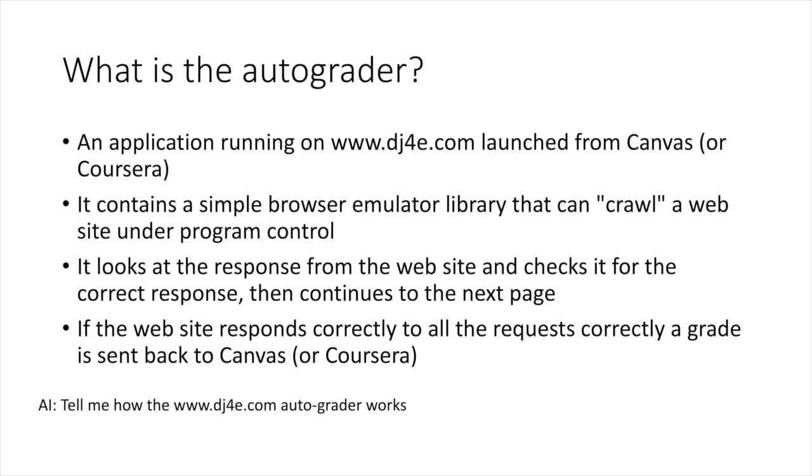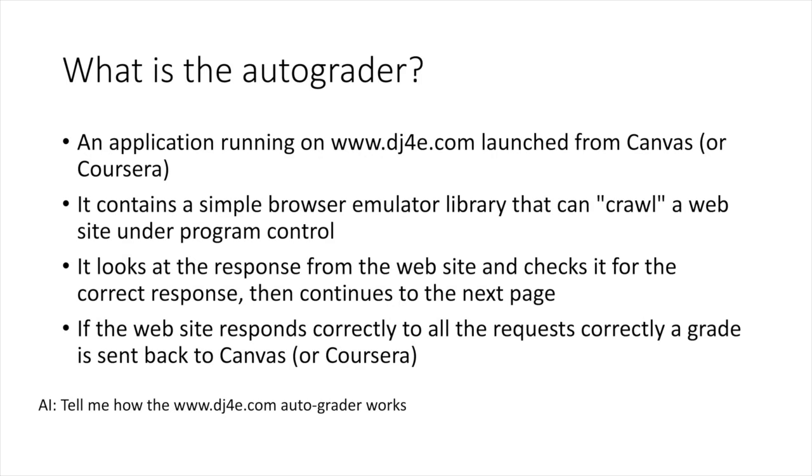So what is it? The Autograder is a piece of software that I wrote on www.djfree.com. It's launched from Canvas or Coursera. That is going to grade your assignment, check to make sure it's okay. And it's a very simple program. If you took Python for Everybody, you wrote a program that does web crawling. So this is just a smart web crawler that decides if your page meets a certain set of specifications and then gives it a grade.